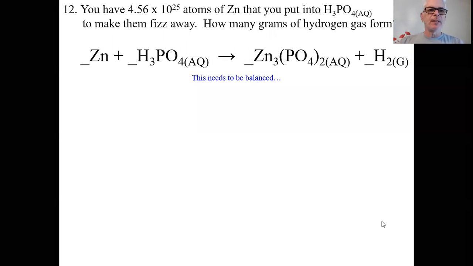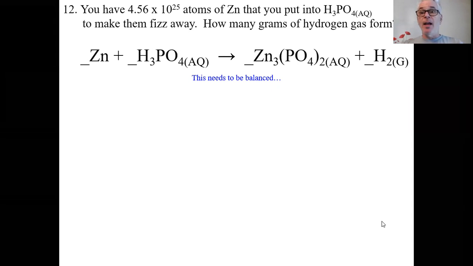Welcome back, kids. This is Stoichiometry Notes. We're going to do numbers 12, 13, 14, and 15, and there's no 13, so we only have 3 problems.